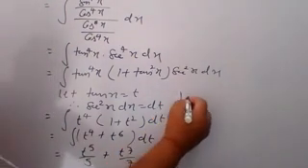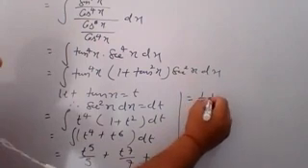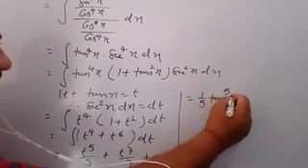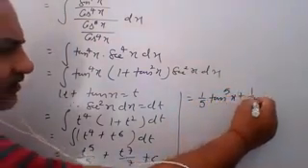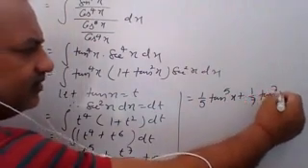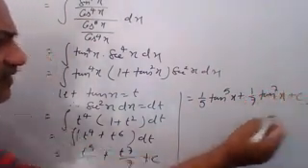So you can write 1 upon 5 into tan to the power 5x plus 1 upon 7 into tan to the power 7x plus c is your answer.